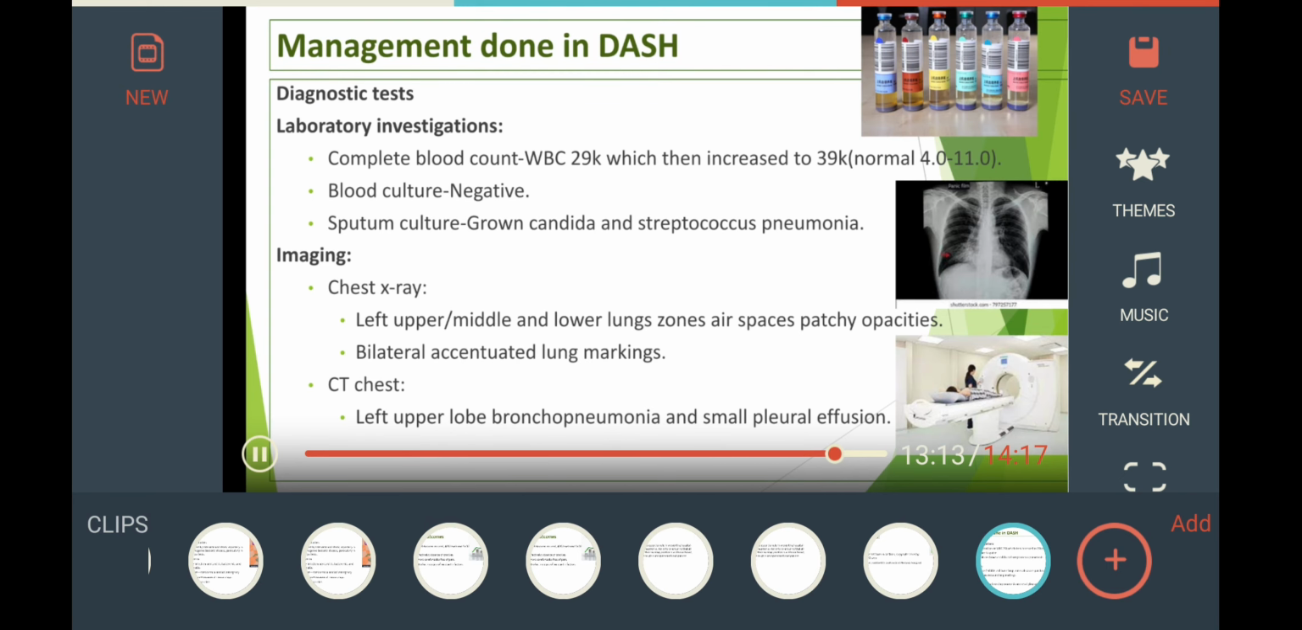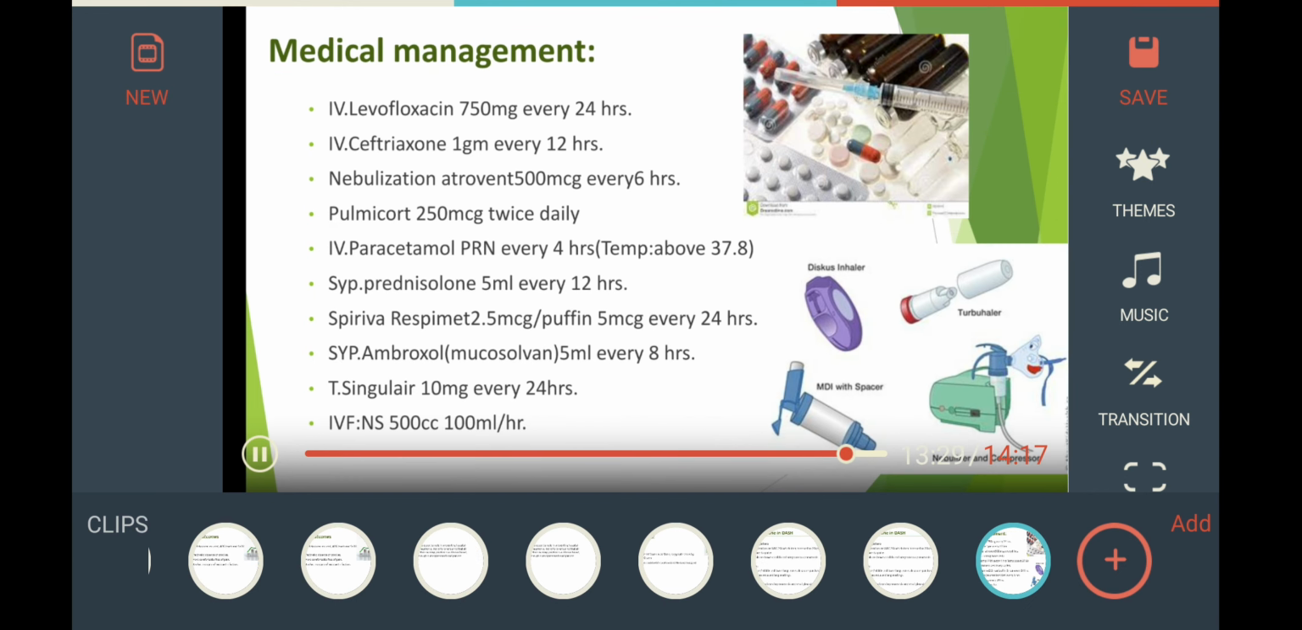Management done in DASH: diagnostic tests, laboratory investigations, CBC, blood culture, sputum culture. Imaging: chest X-ray, CT chest. Medical management: IV levofloxacin, IV ceftriaxone, nebulization Atrovent, Pulmicort, IV paracetamol, prednisolone, Spiriva, Ambroxol, tab Singulair, and IV fluids.